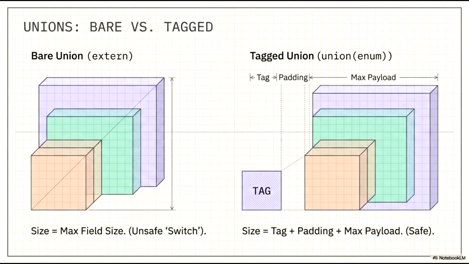On the right, we see the layout of a tagged union. In this configuration, an explicit tag, usually an enumeration, is stored alongside the data to identify the current variant. This requires a small amount of additional memory for the tag and potential padding to maintain proper memory alignment. Although this results in a larger total size, it provides a safe mechanism for data access, allowing the compiler or runtime to verify the active field before it is used.